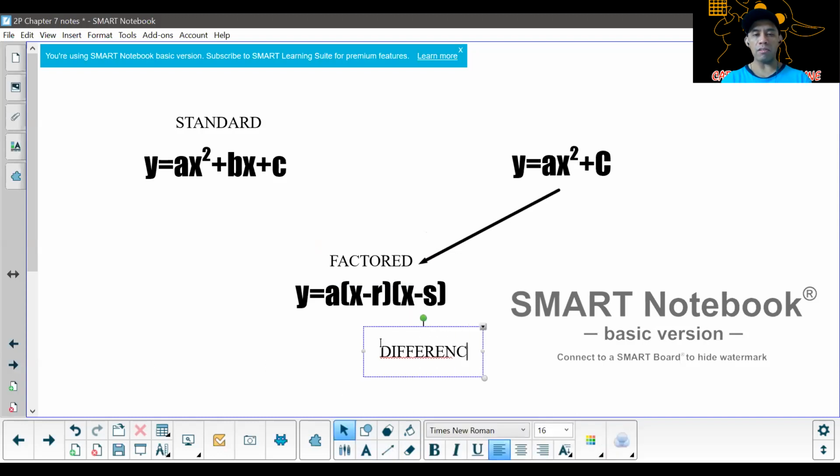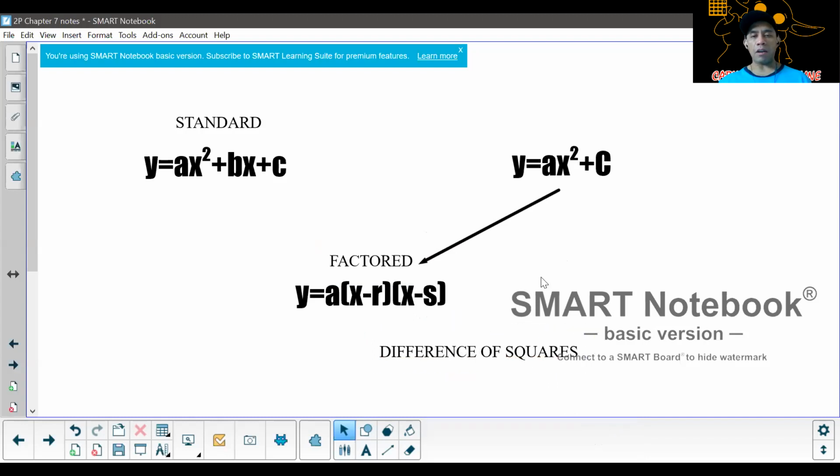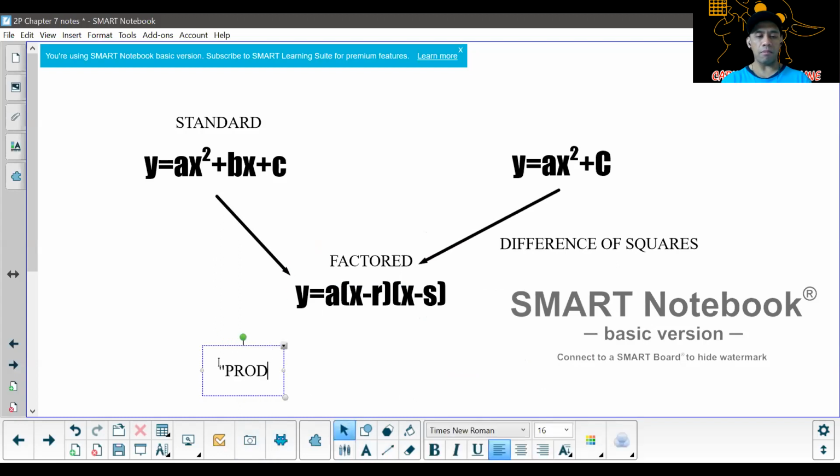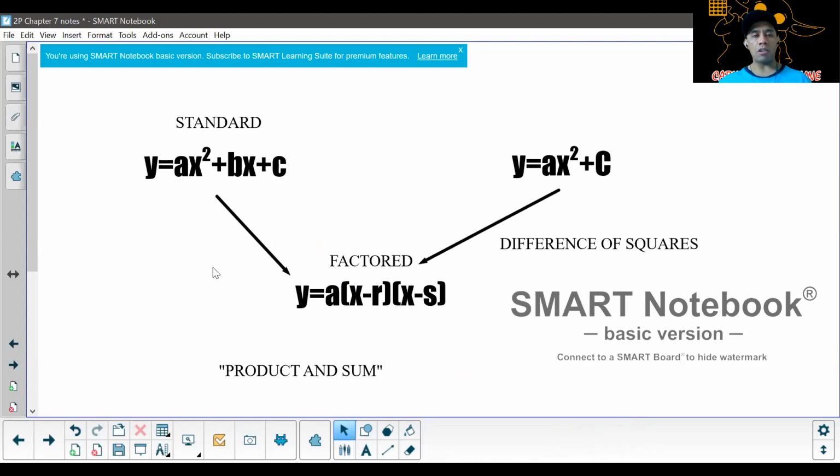So difference of squares, that's the type of factoring that we have, and for this one over here to go from standard form to factored form, you do what I call just a product and sum there. I just want to show you again the different forms and how you can go from one form to the other.